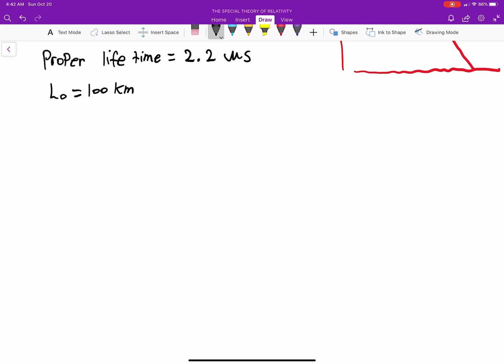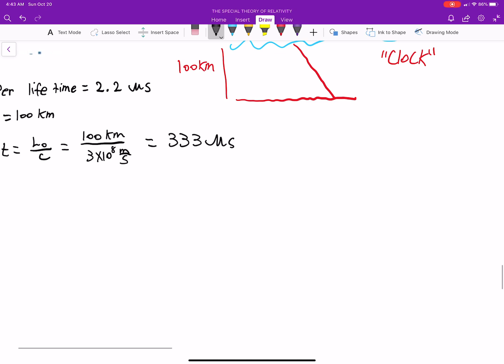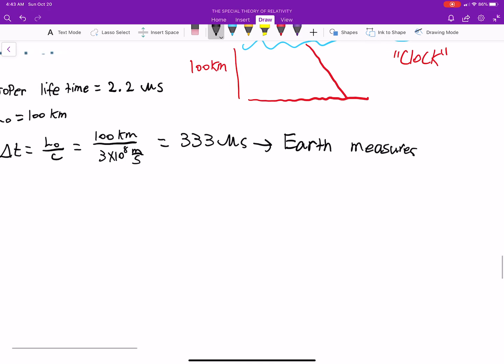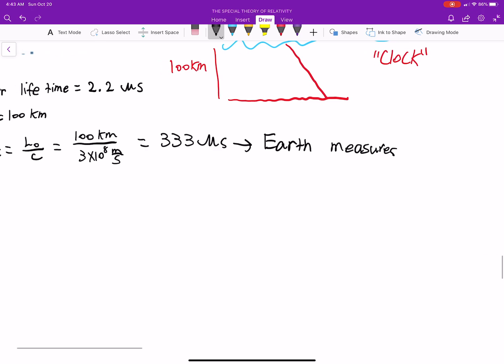Our time that it takes to do that is going to be our length over the speed. Our length is 100 kilometers over 3 times 10 to the 8th meters per second, which when you plug that in, you get 330 microseconds. Now, this is from Earth's perspective. This is what Earth measures, the length, the speed that it's going, all that. So this is what we would measure.